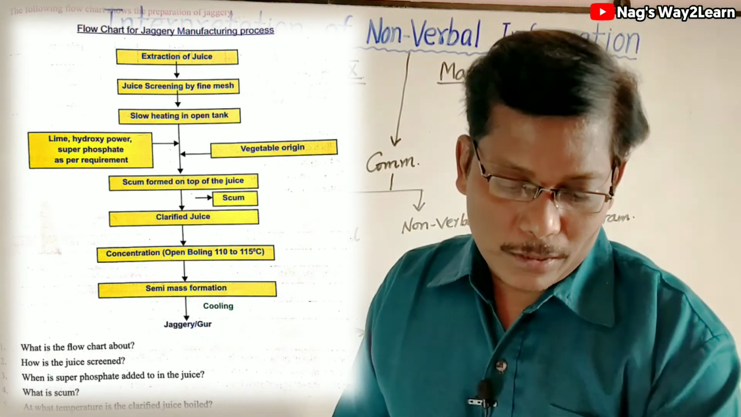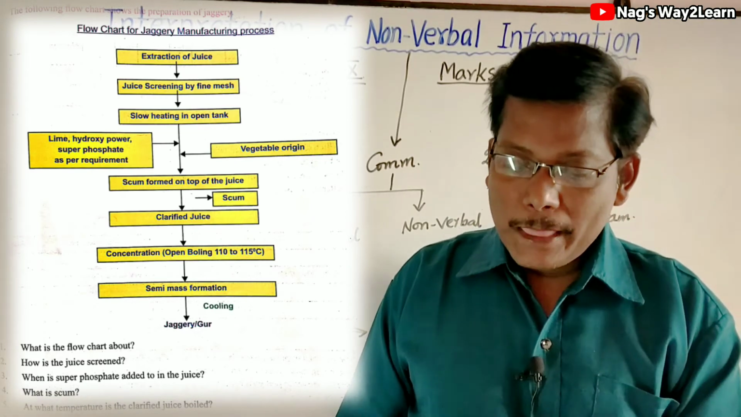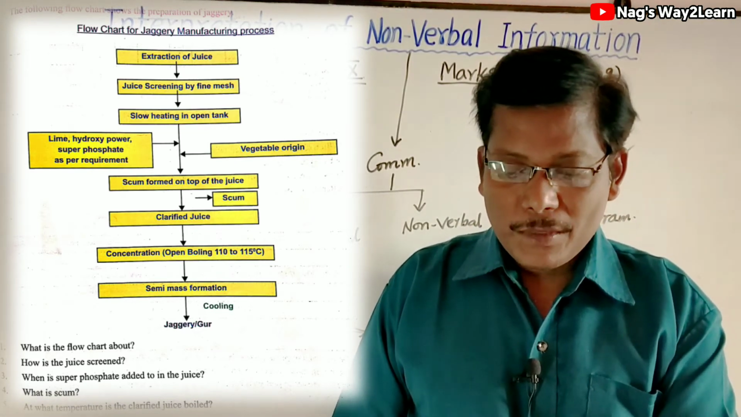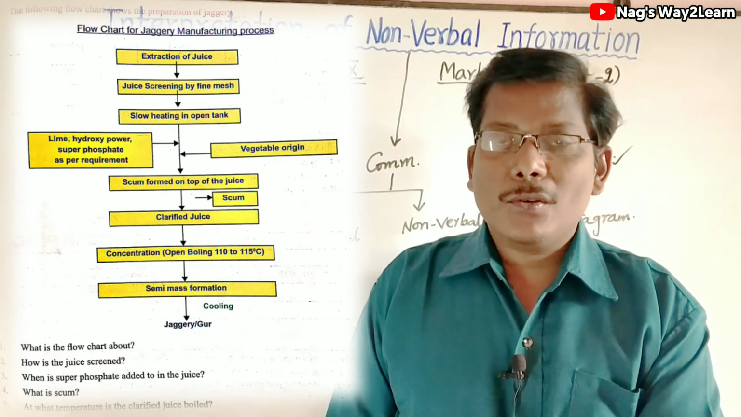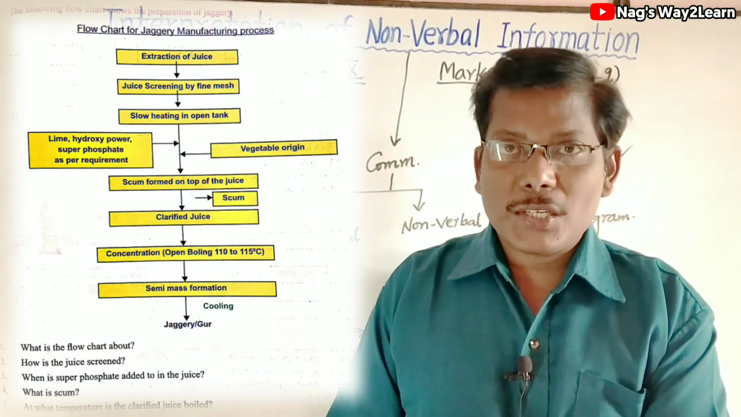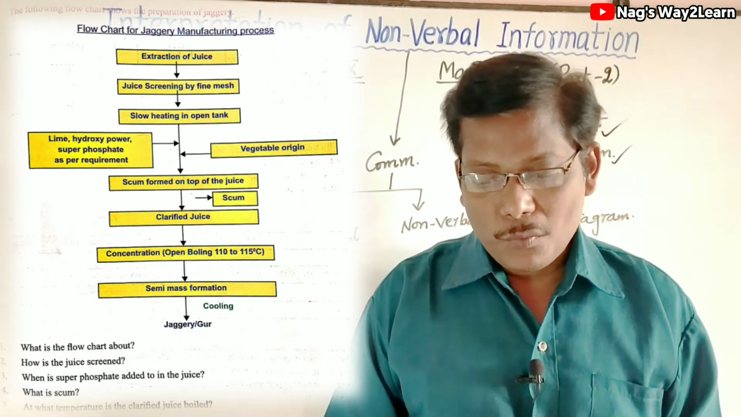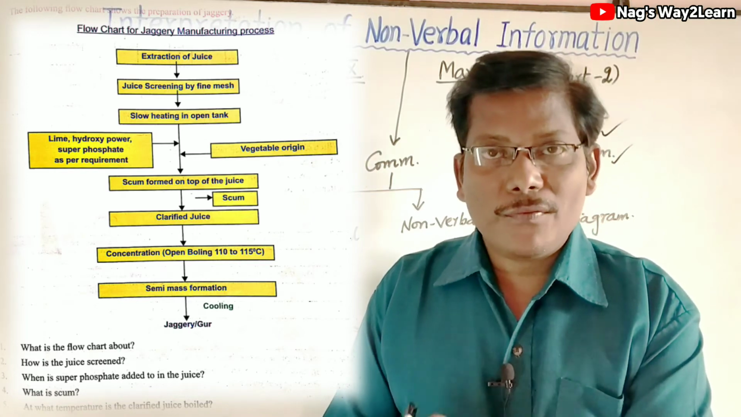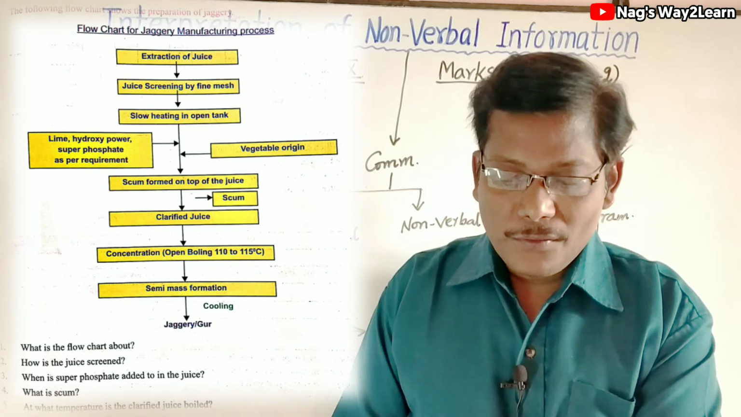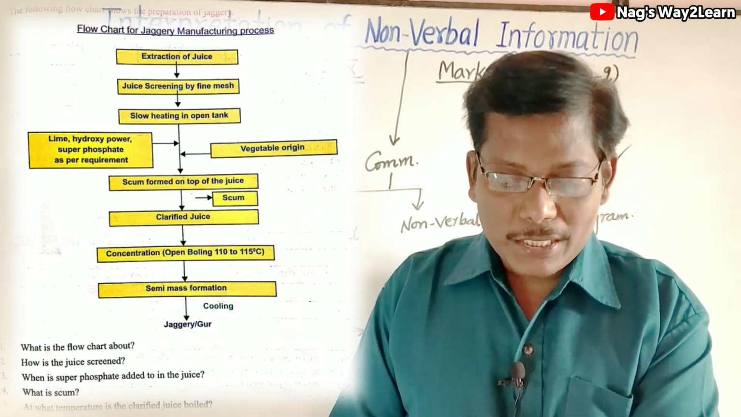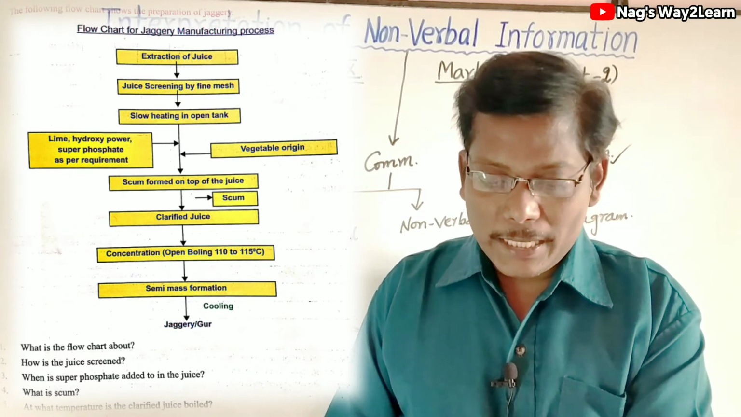So what is the flow chart about? The following flow chart shows the preparation of jaggery. Flow chart for jaggery manufacturing process. So this is about manufacturing of jaggery. So in the manufacturing of jaggery, what is the first step? Extraction of juice. Second step is juice screening by fine mesh. Next, slow heating in open tank.